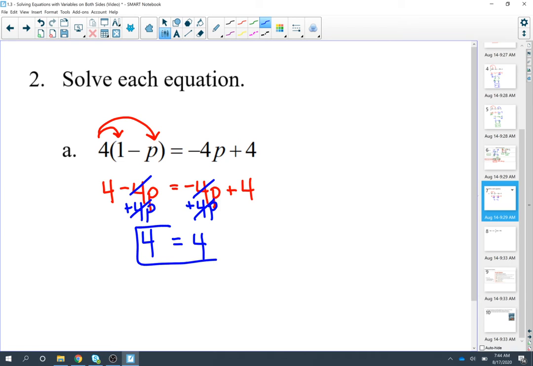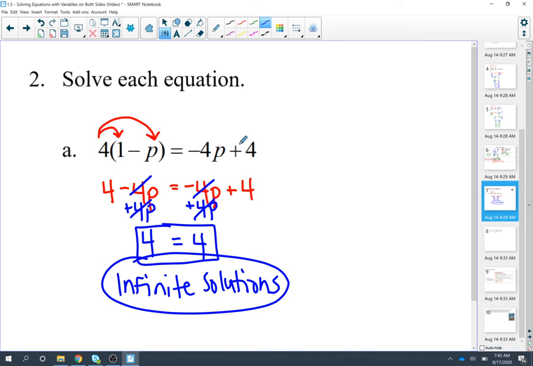This is always true. 4 always equals 4, unless we're on some weird alien planet. I don't know. So infinite solutions. Okay? You can pick any number you want. Any number. Substitute it back in, and it's going to work.